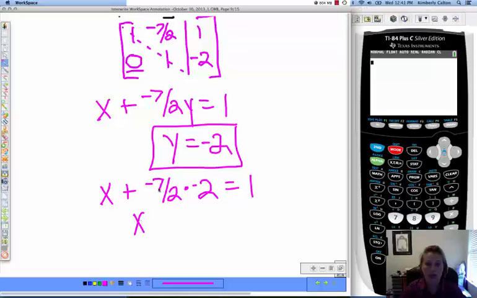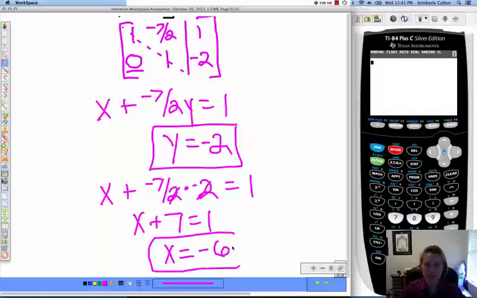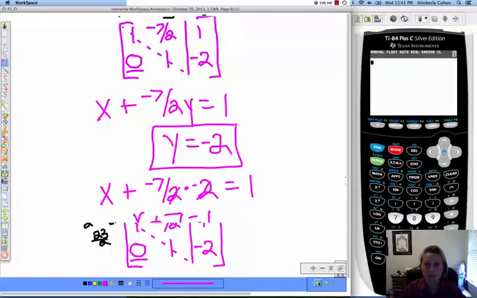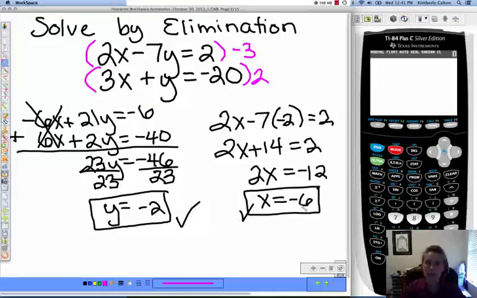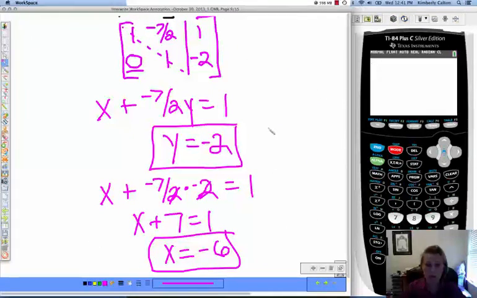So we have x, -7/2 times -2. My 2's cancel, and I'm left with +7 equals 1. Subtract 7, and we get x equals -6. If you remember back 2 slides ago, that's exactly what we had when we solved by elimination, which is great. So this is the process for Gaussian elimination.